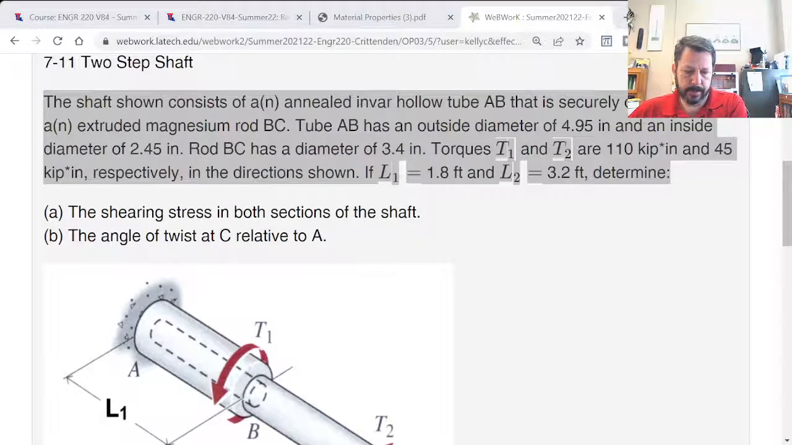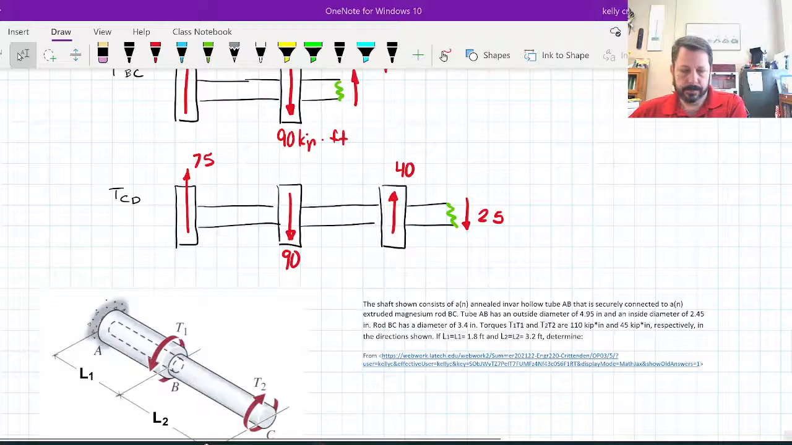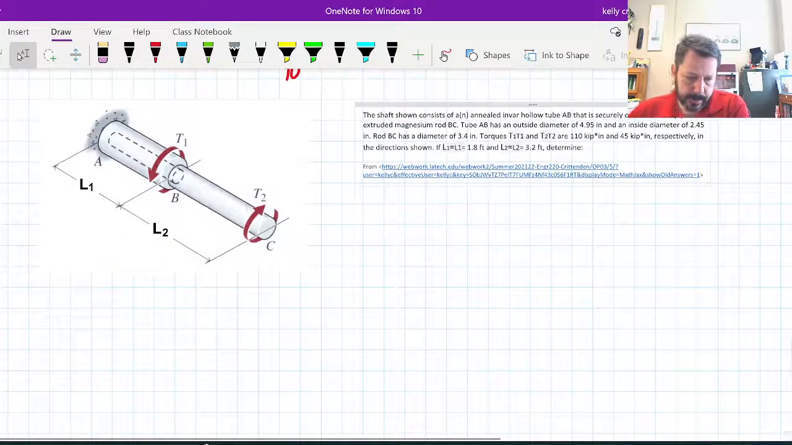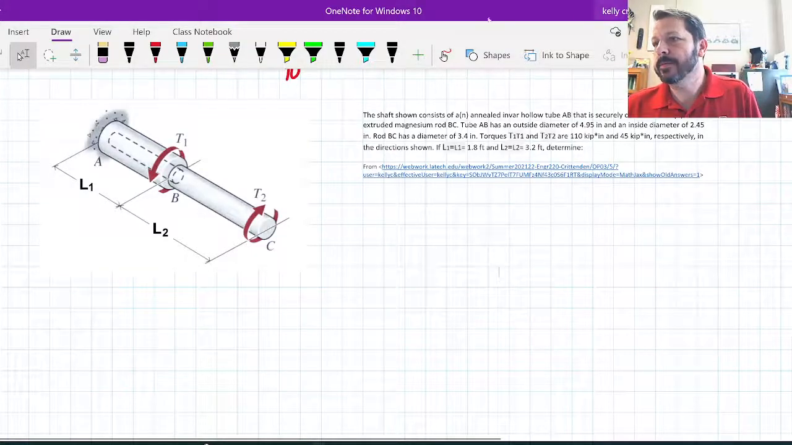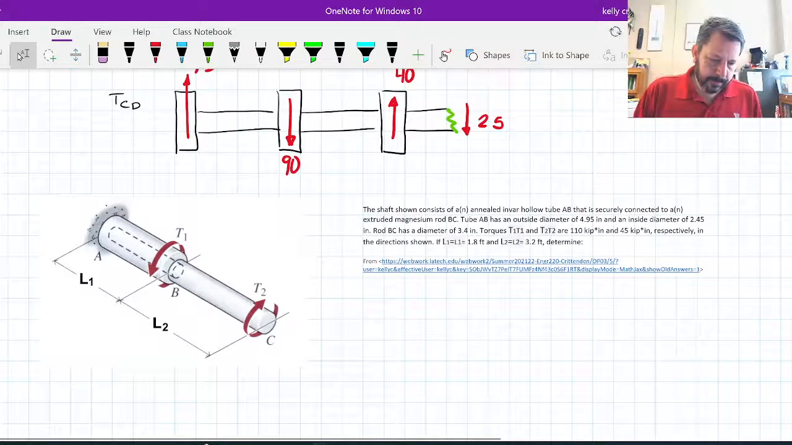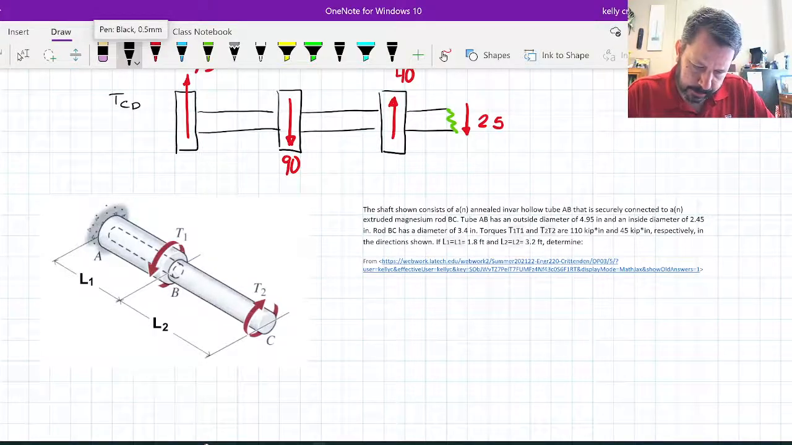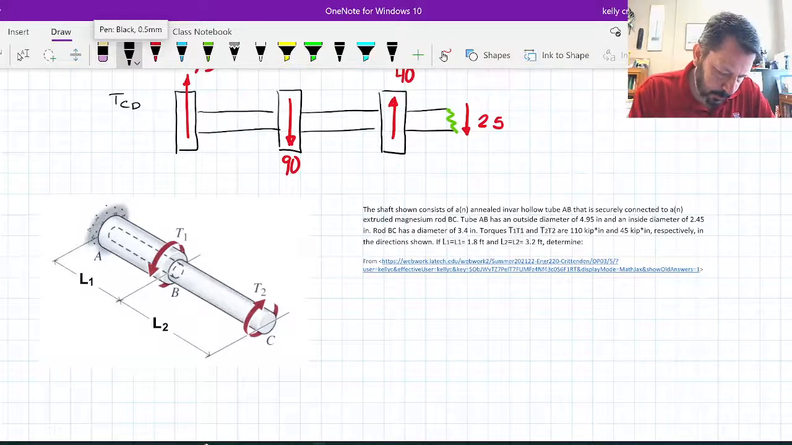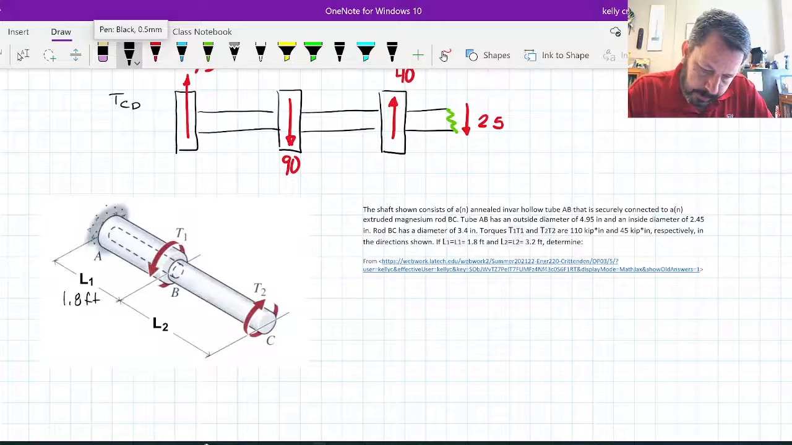I'm not sure what's going to happen if I try to paste this. It worked all right. So let's go back over here. Here's our little problem. The text is kind of small, so let's scroll where you can read it. Let's label some stuff on here. L1 is 1.8 feet. L2 is 3.2 feet.